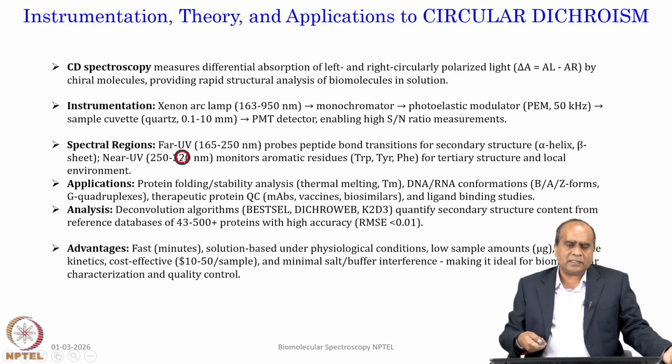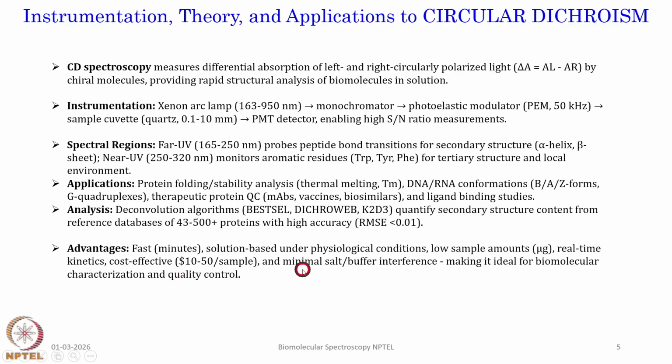The advantage is that it is fast and solution based. Under physiological conditions you can get the structure, or structural elements, of a protein. You require a very low concentration of protein, typically in micrograms. You can do real-time kinetics to see whether the binding of a protein changes the structure. It is cost effective, about $10 to $50 per sample, like 2000 to 5000 rupees per sample.